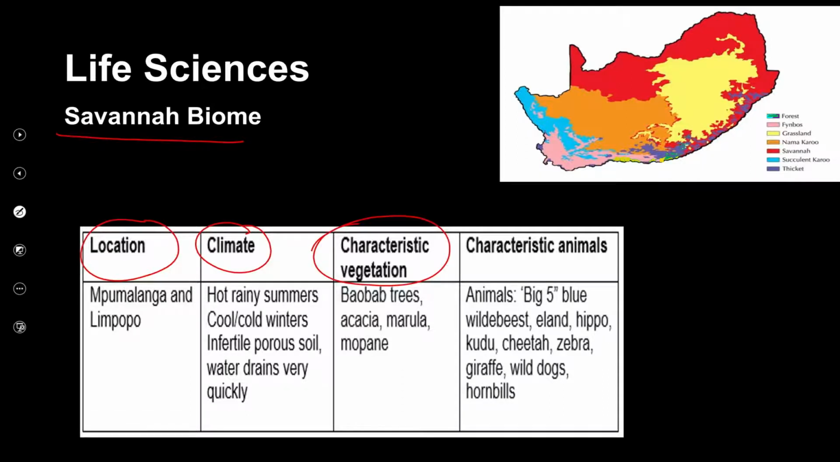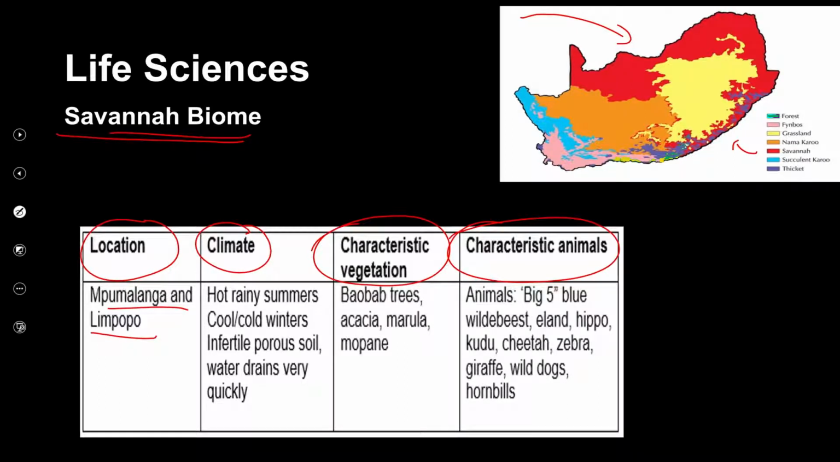Right, so as we look at each biome, it's important that we understand the location, the climate, the characteristic type of vegetation that defines that area, as well as the type of animals found in that. So these are the characteristics of each biome. So when we look at the Savannah biome, guys, on my map it is in red. So all these areas that are in the dark red are the Savannah biomes. And these are predominant along the Mpumalanga as well as the Limpopo provinces.